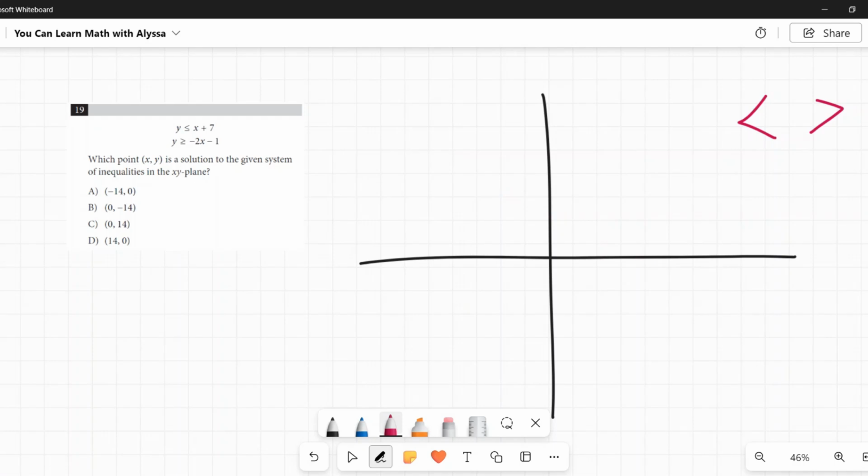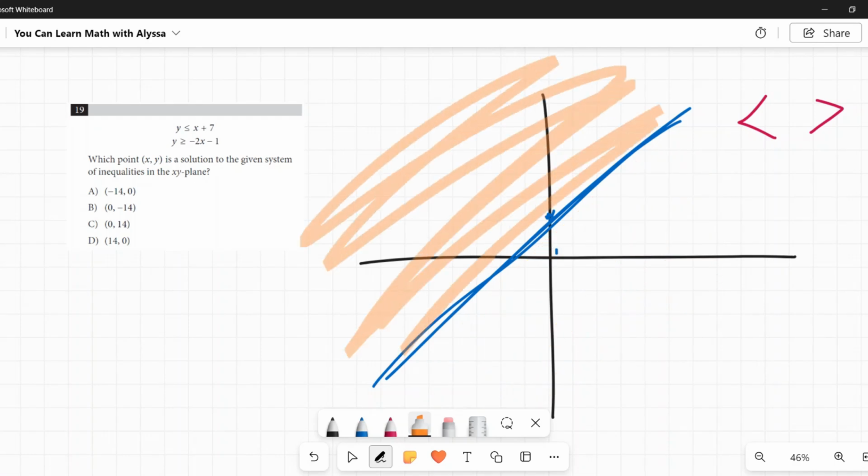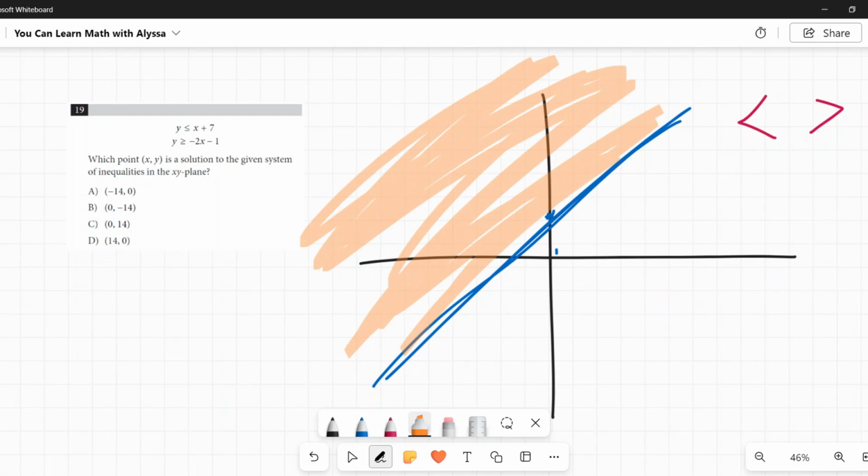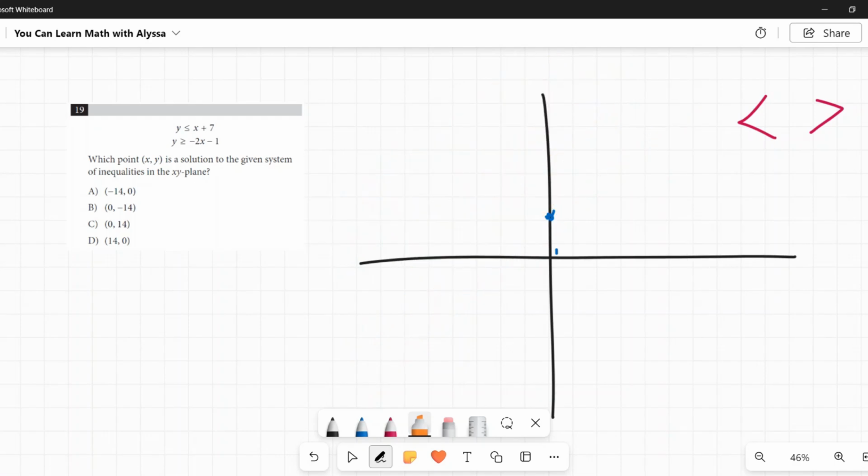It's also going to include shading. So if I have something like, let's say I have this dashed line, something like this, it's also going to be shaded on either one side or the other. And that shading shows you all the possible solutions that fit that inequality.